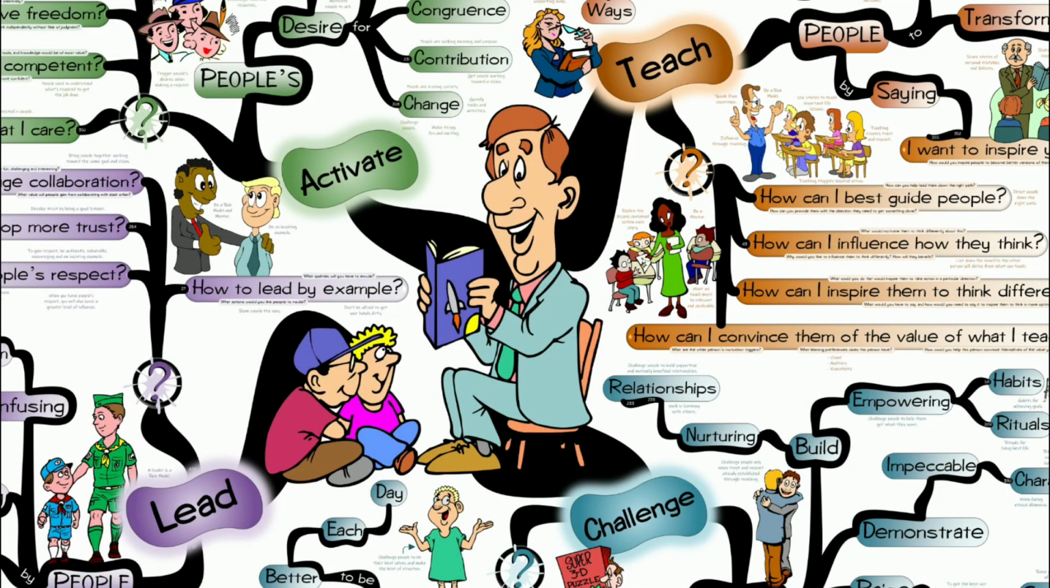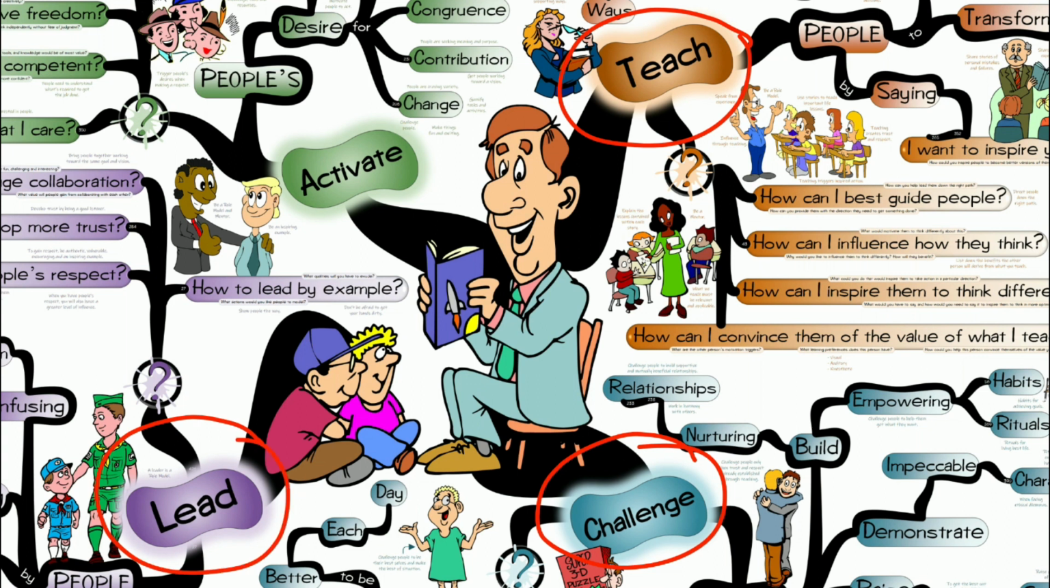Specifically, we're going to look at 4 key areas of influence. We're going to look at how to use teaching as an influential tool, how to challenge people to influence them, how we can establish influence as a leader, and how we can activate people's desires to help them to make certain decisions or take actions and go through with certain things that we are requesting.